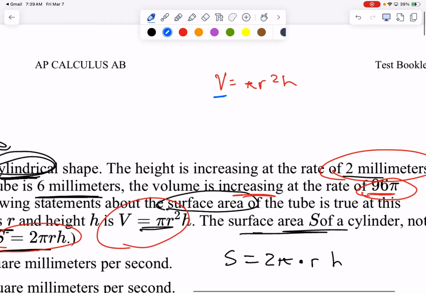So here we go. We'll have dV/dt is equal to pi, and I'm going to just leave that pi out front. So I'm going to have the derivative of this. What am I going to have to use?